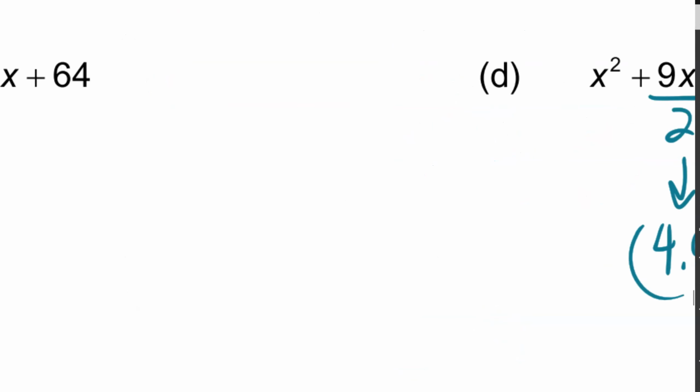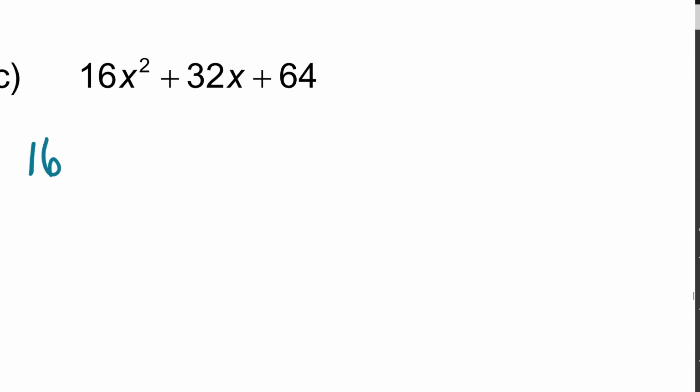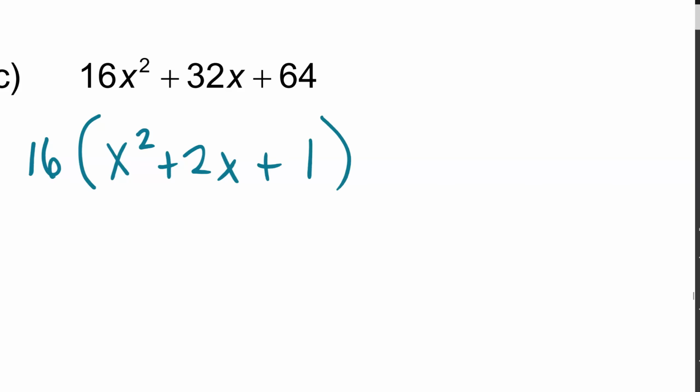If you double it, you get 2048. What's the first thing we always check? Greatest common factor. Is there a greatest common factor? Yes, it works. Okay, so I pulled out a 16. Is this a perfect square trinomial now? No, you have to find the greatest common factor first.